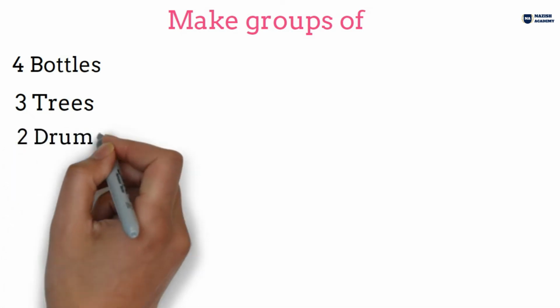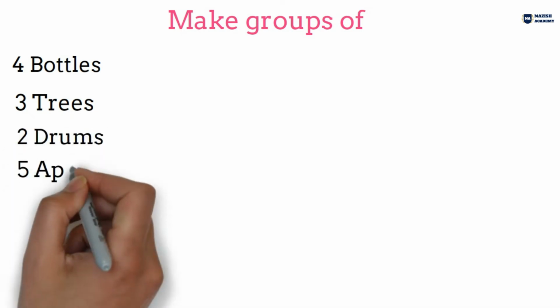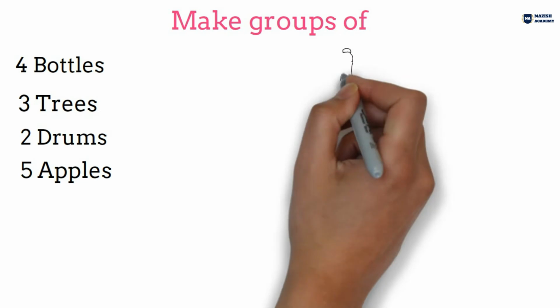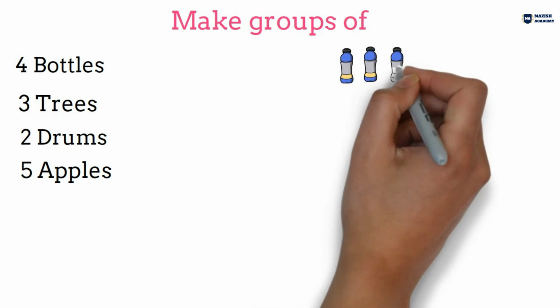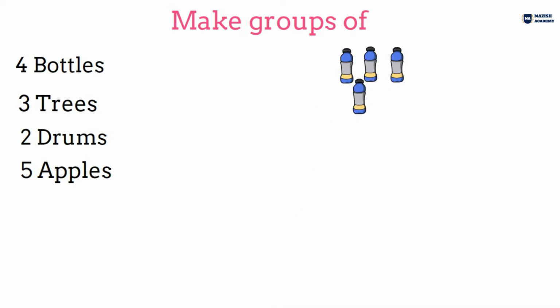Make groups of 4 bottles, 3 trees, 2 drums, and 5 apples. 1 bottle, 2 bottles, 3 bottles, 4 bottles, 5 bottles, and 6 bottles. We have to make groups of 4 bottles. Yes.